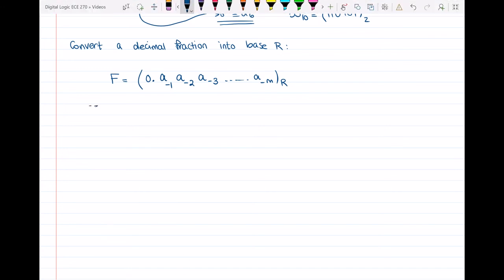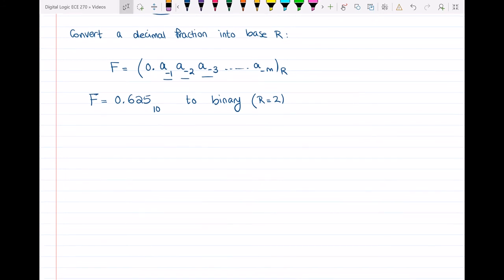All right, so what this means, let me just go ahead and show you an example. So let's say that f, my number, my decimal fraction is 0.625. So this is base 10, and I want to convert it to a binary number, which means R is equal to 2. Okay, as I said, here we have to obtain each of these digits, a minus 1, a minus 2 until a minus n. So I have to go ahead and multiply this number by 2.